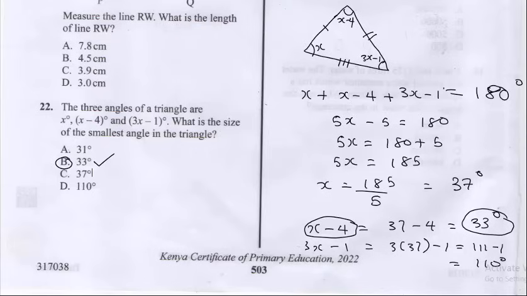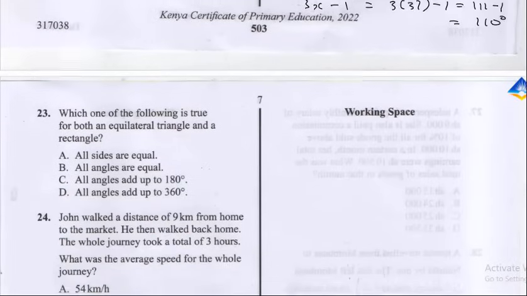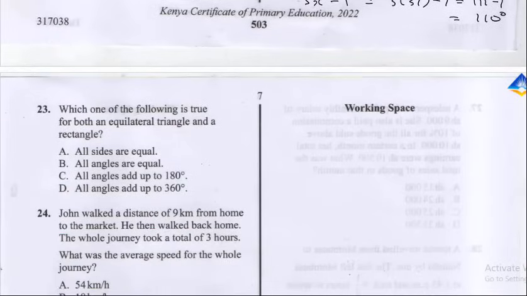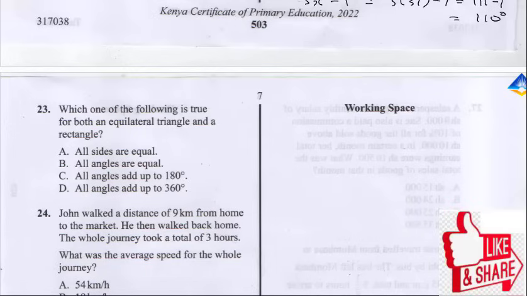Okay, so having solved that, question 23 says, which of the following is true for both an equilateral triangle and a rectangle? Now, remember, if you draw your equilateral triangle, this side is equal to this side and is equal to this side. Remember, the three sides are equal and the three angles are also equal. So since the three angles are equal, this will be 60, this will be 60, and this will be 60.